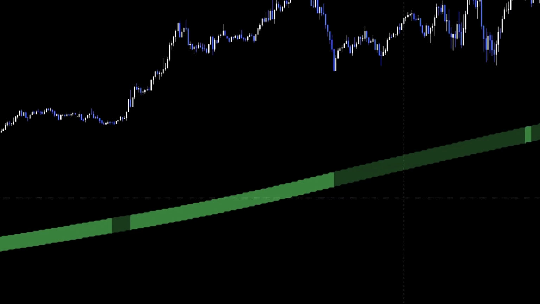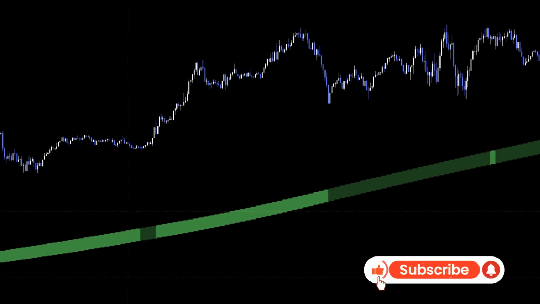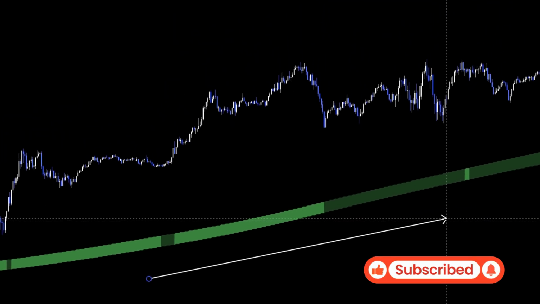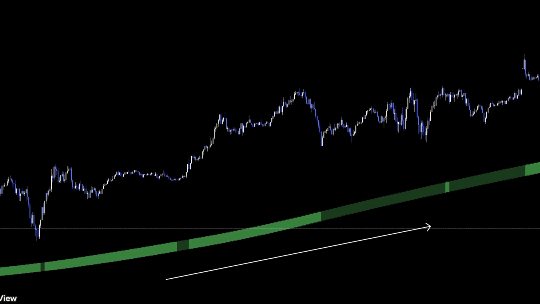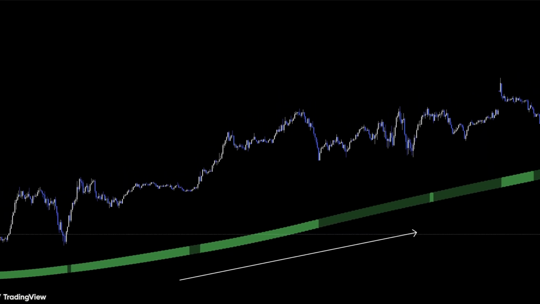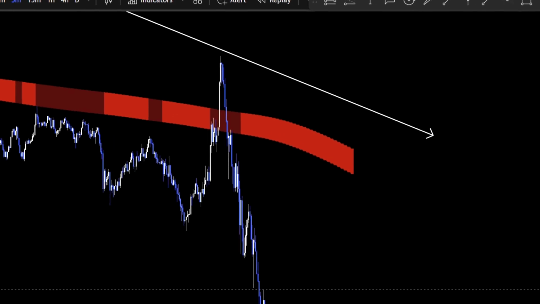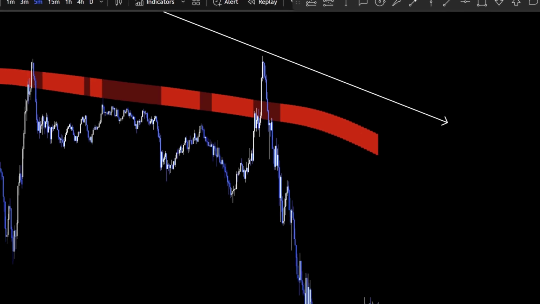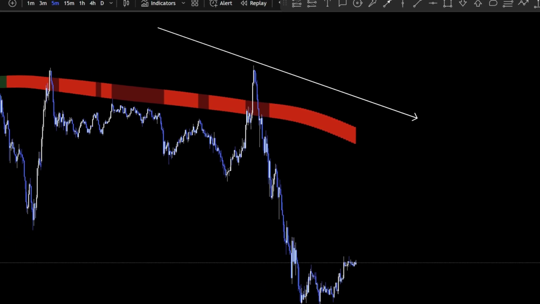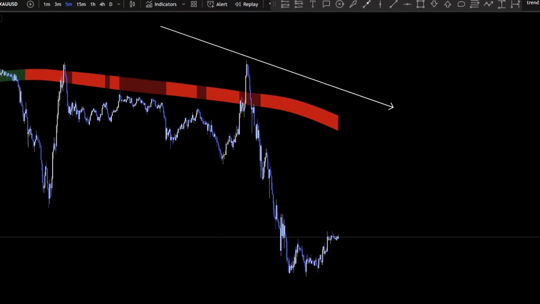Okay, so we've got our market bias indicator telling us the overall direction. Green means the market's leaning up, price hanging above it, signaling a potential uptrend. And if that bias flips to red with the price below, we're likely looking at a downtrend. That's our roadmap, showing us the general direction we want to be trading in.